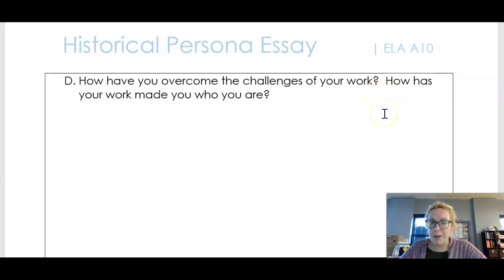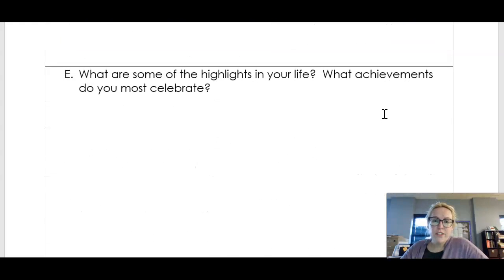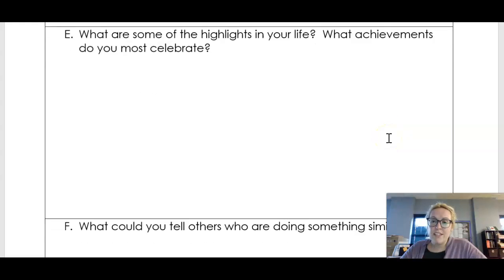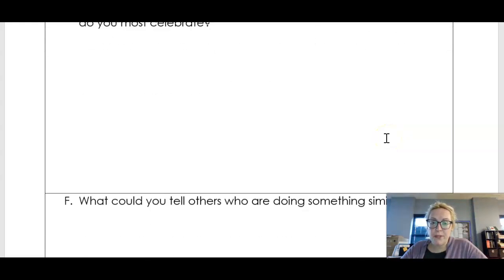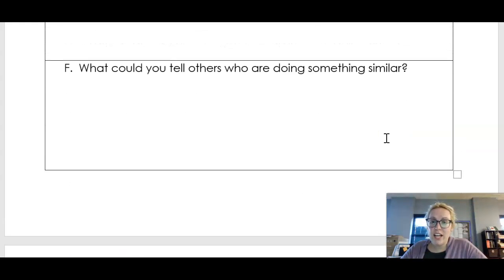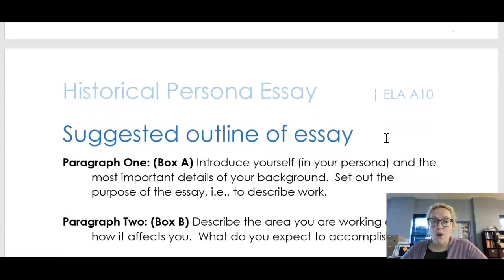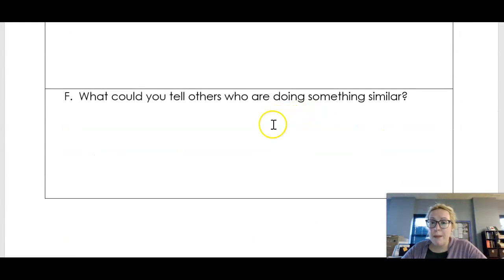How has your work made you who you are? Okay, what are some of the highlights in your life? Maybe this is now your fourth paragraph. What achievements do you celebrate? What are the lessons that you've learned because of this challenge, or what have you been able to accomplish? And what could you tell others who are doing something similar, giving advice to other people? What would you pass on, or what have you learned? Again, kind of the same thing.